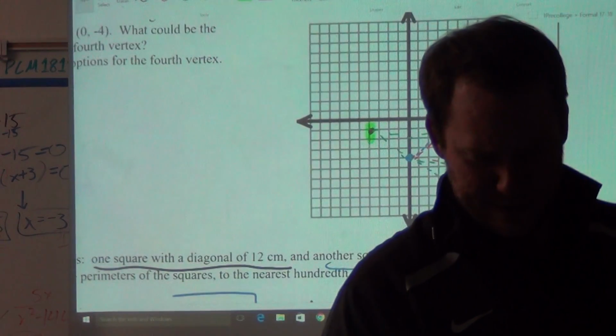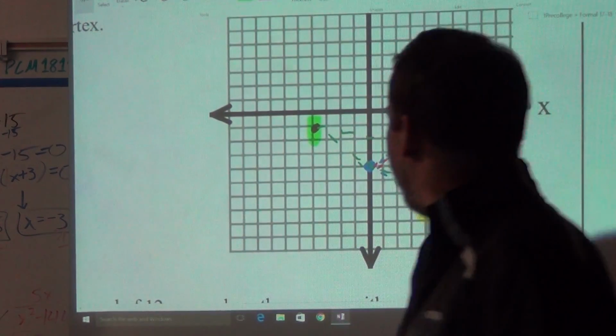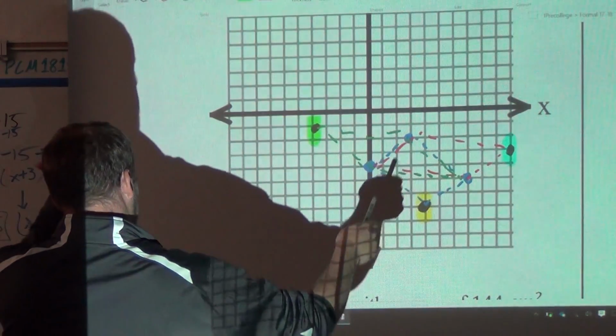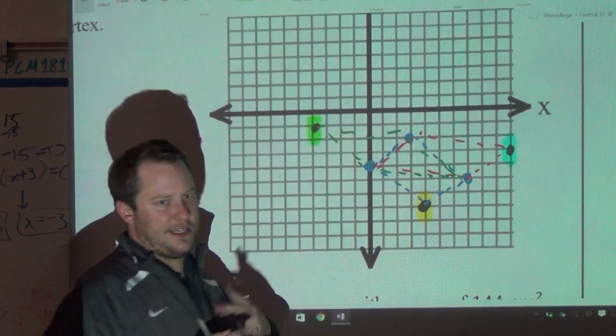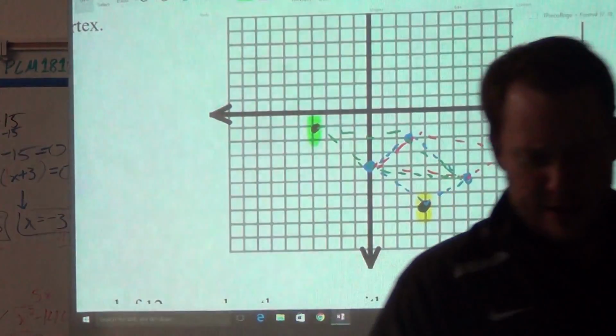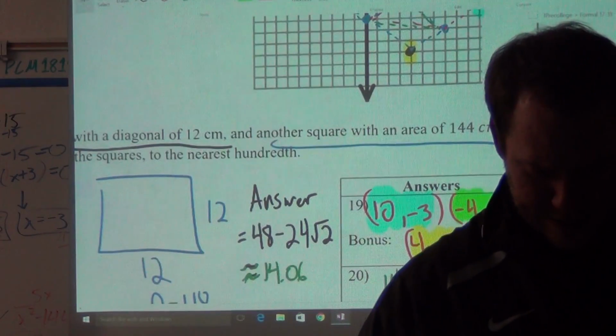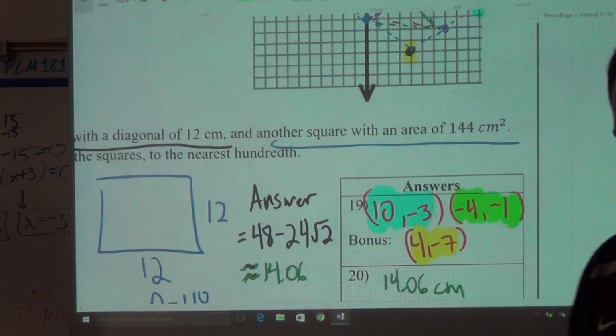I don't know if you'll see this picture too well. I graphed the points in blue, and then I found the 3 potential vertices here, and they are (10, -3), (4, -1), (4, -7).